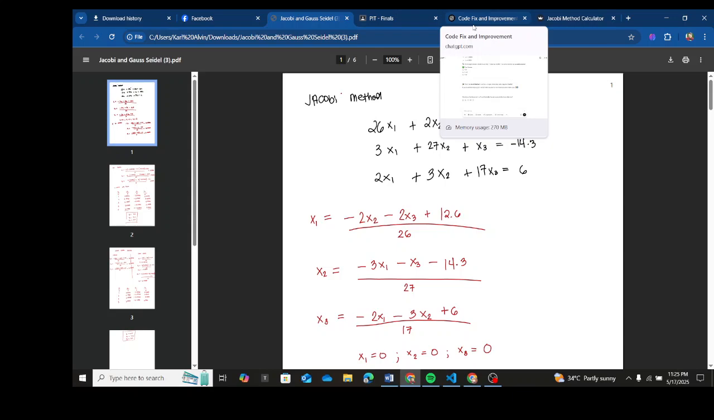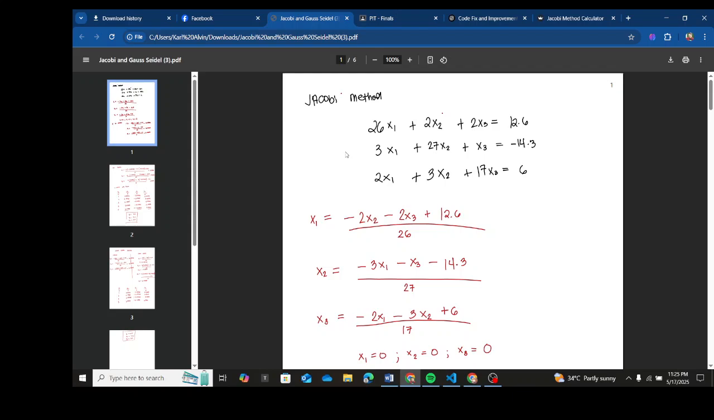Today we are diving into a simple way to solve a system of linear equations using the Jacobi method. So let's walk through our example. As you can see, we have three equations that equal our vector 12.6, negative 14.3, and 6.